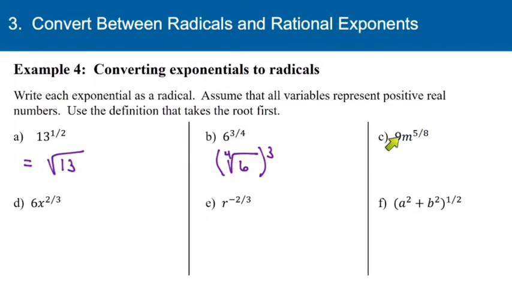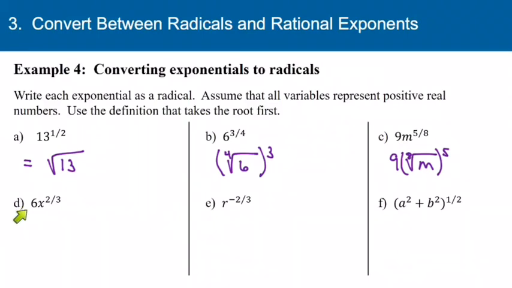So when we write this in radical form, we're going to have the 9 outside, and then we're going to have an 8th root of m, and then this whole radical is being raised to the 5th power. See how the 9 sits outside of that, and it's very important.